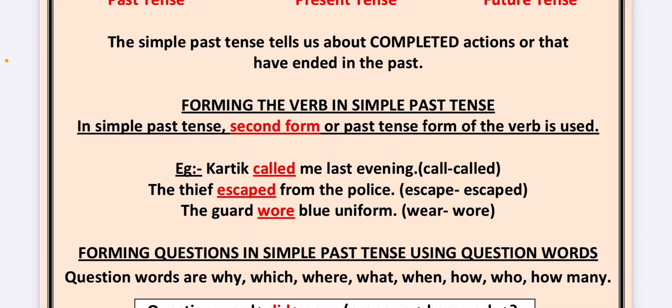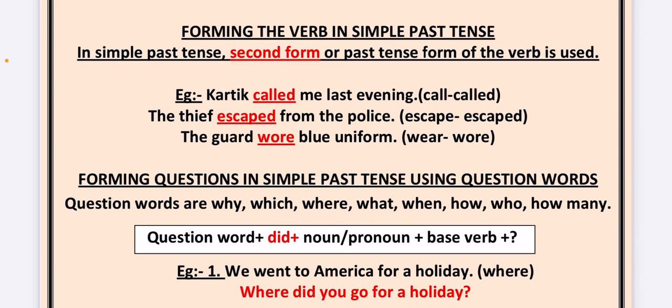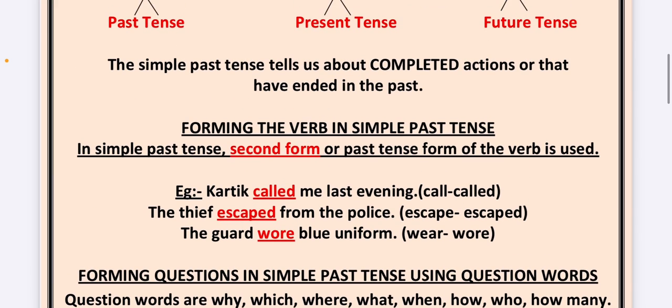Let us look at some examples. Kirti, Karthik called me last evening. So called is the second form of call. The thief escaped from the police. Escaped is the second form of escape. The guard wore blue uniform. Wore is the second form of wear. So, in simple past tense, you always use second form of the verb to show the completed actions.